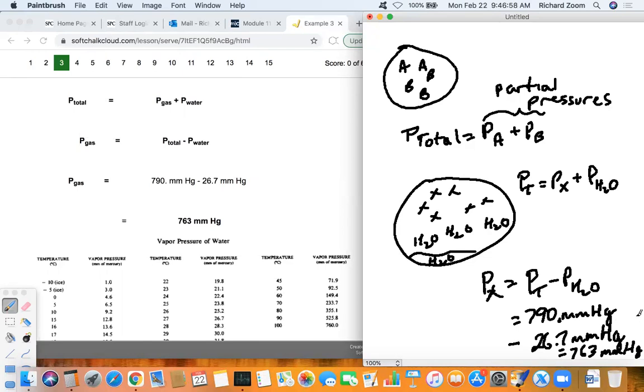Anybody got any questions so far? So basically for that, we're just subtracting. Yes, that's right. Because you know what the pressure of the total is, and you know what the pressure of the water is, now you can just subtract to get the pressure of the gas by itself, Michael. I'm sorry, if it's 26.7 and it's subtraction, wouldn't it be one decimal place? Not because 790 is 0 places past the decimal. Oh yeah. 26.7 is 1 place past the decimal. So your answer comes out to be 0 places past the decimal, Joseph. Okay, thank you. All right.